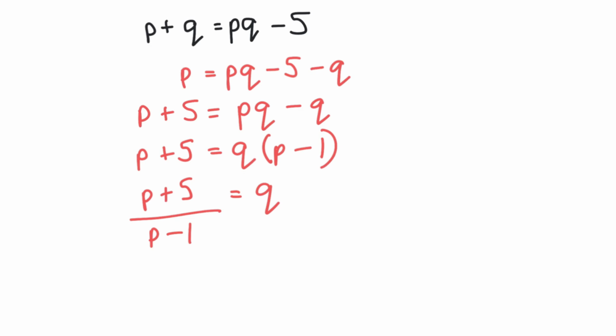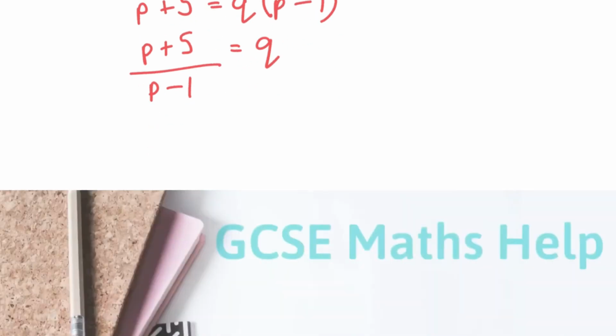So we've rearranged the formula to get q equals p plus 5 divided by p minus 1. This style of question is really popular, so practice this process as much as you can. In my Rearranging the Formulas exam questions video, I go through 2 of these questions, both of them involving fractions, so it's well worth a watch to get yourself really familiar with this type of question.